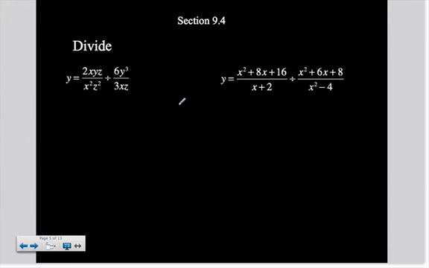When we're dividing, it's very similar to multiplying, except we have one extra step. We need to invert the fraction that's going to be after the division sign. So I need to invert these two fractions and turn it into a multiplication problem.